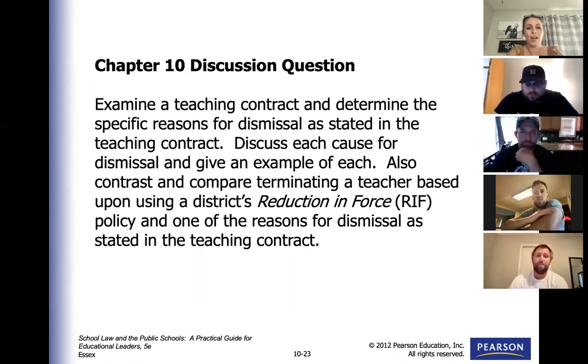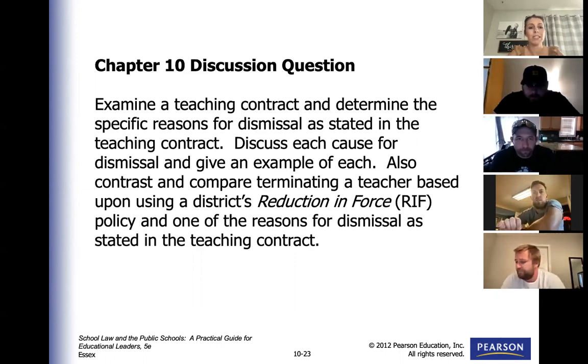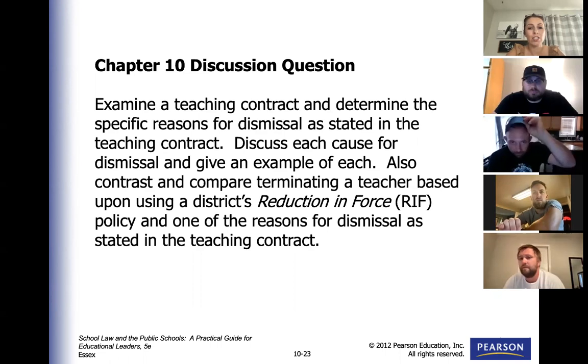Okay, so this discussion question reads: examine a teaching contract and determine the specific reasons for dismissal as stated in the teaching contract. Discuss each cause for dismissal and give an example of each. Also, contrast and compare terminating a teacher based upon using a district's reduction in force policy and one of the reasons for dismissal as stated in the teaching contract.